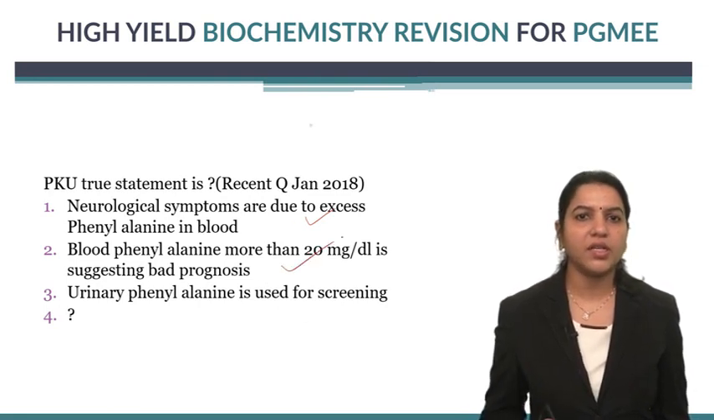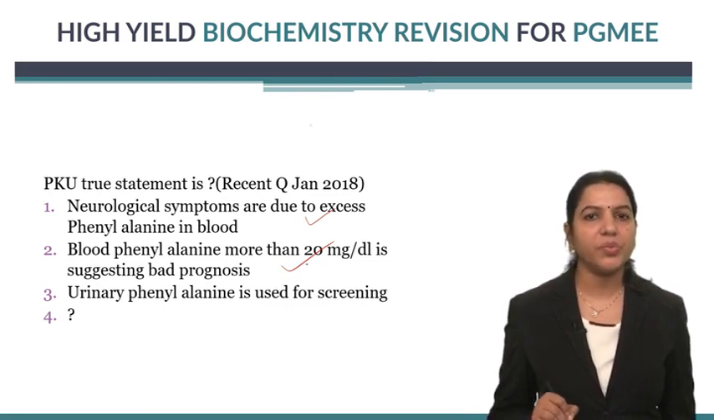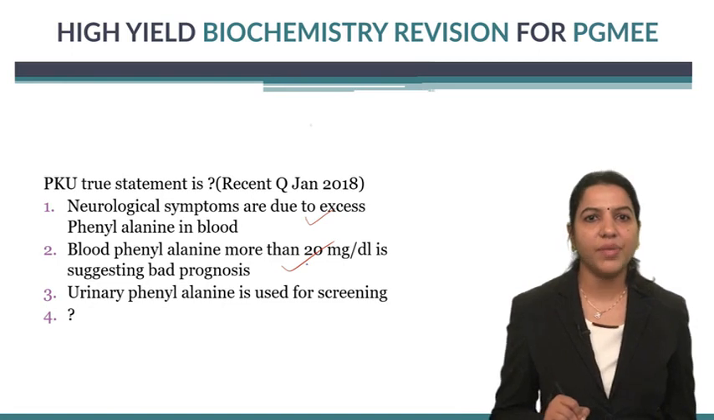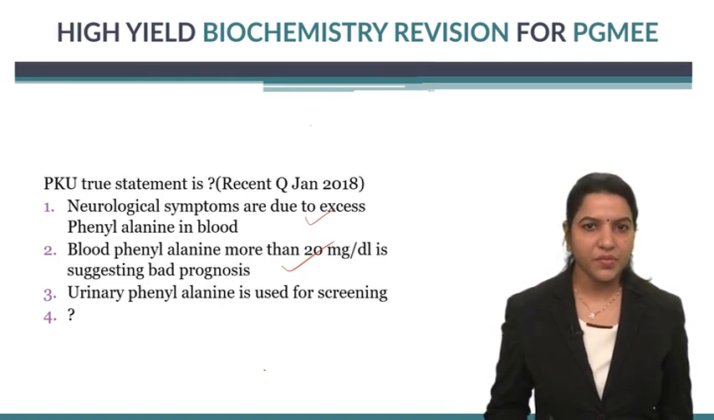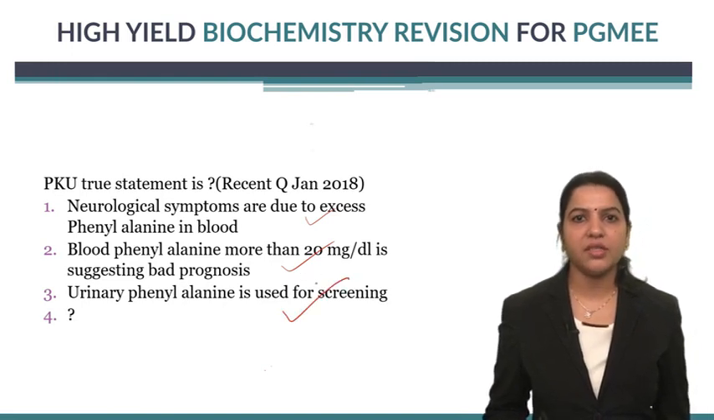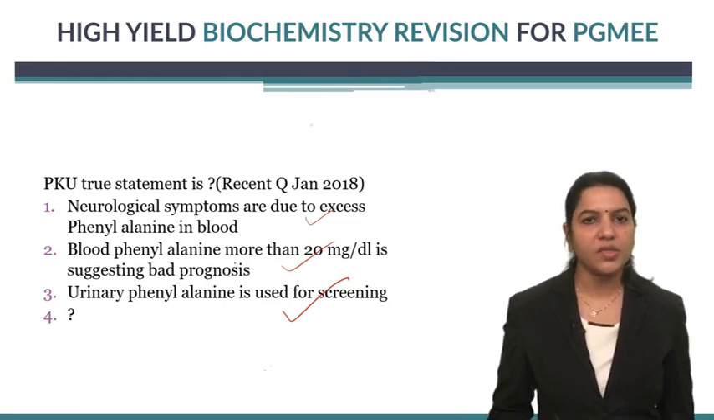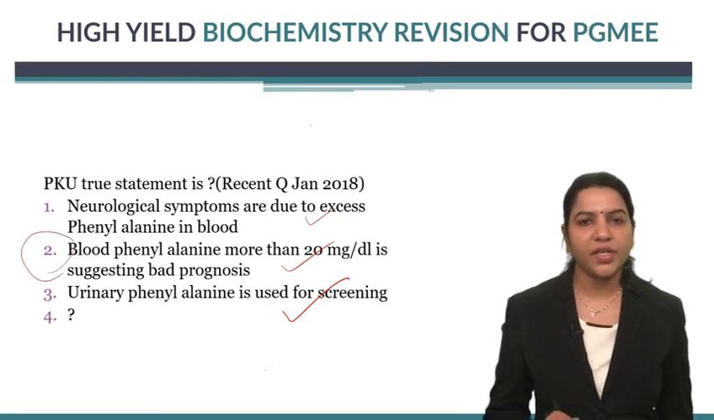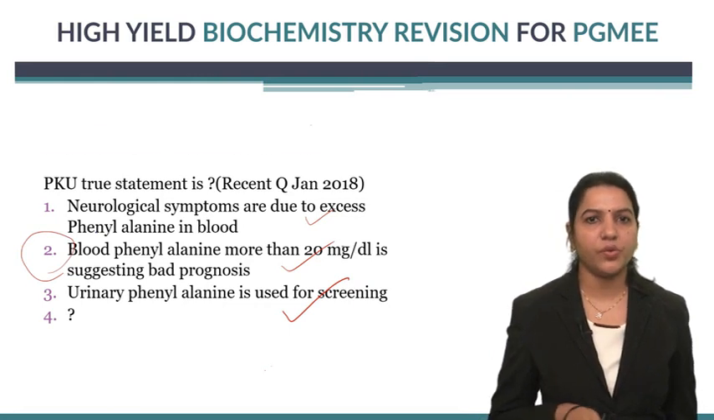The next option is clearly given in Nelson: phenylalanine more than 20 milligram per deciliter is considered a bad prognostic sign. And the last option, urinary phenylalanine is used for screening. Actually, for the screening of PKU, the sample that we take is a blood sample, not a urine sample. So the best possible, true statement here is option 2, that blood phenylalanine more than 20 milligram per deciliter suggests a bad prognosis.